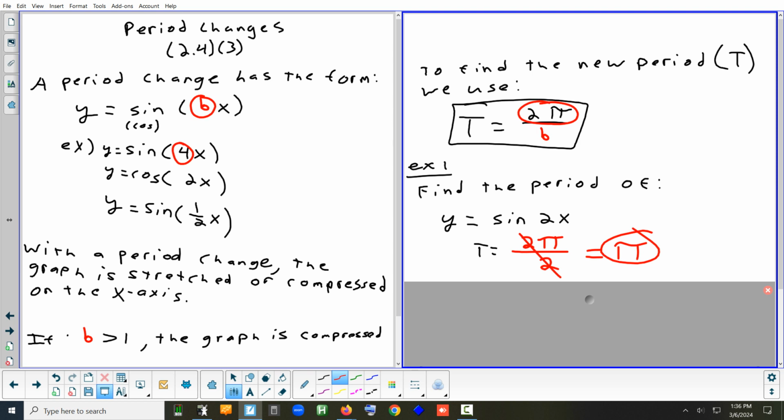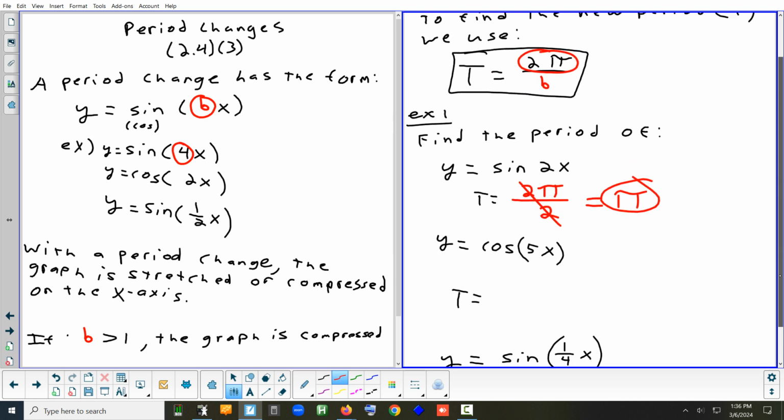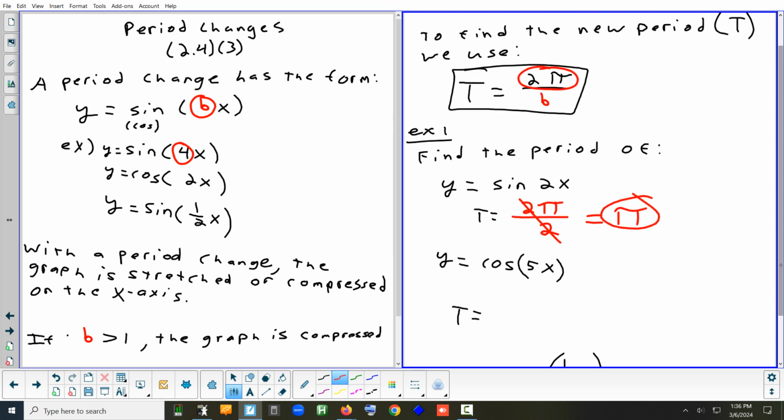All right, let's try that one. Let's find the period of cosine 5x. Okay, what's going to be my formula or my fraction to find the period? Yep. 2 pi over 5. And this time, you can't really reduce the 2 and the 5. If it was like 2 pi over 6, then I would reduce it. Okay. But nothing reduces. That's your final answer. Yes? Yep, same.